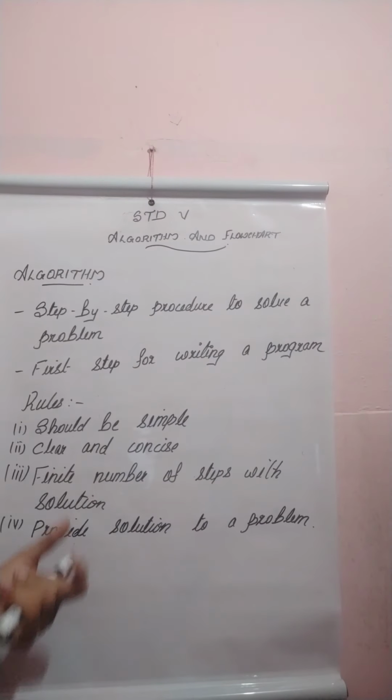Simple. So we have to always follow simple steps to write an algorithm. Understood? Next, the second rule is it should be very clear. The steps we have written in the algorithm should be very clear and concise. Concise means we should get the correct result if we follow the steps we have written. Understood?